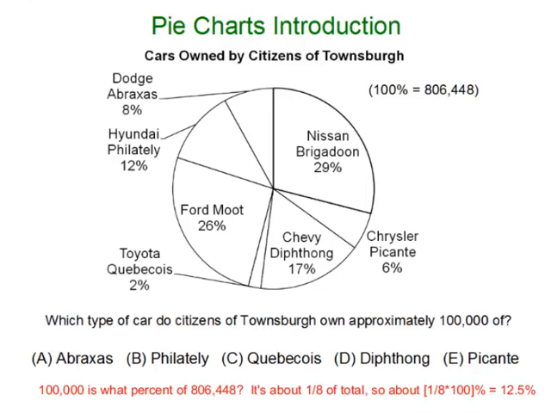All right, so 100,000 is what percent of 806,000? It's about an eighth of the total, which you may just know offhand is 12.5%, or you can plug that into the percent formula. And that's actually a little bit on the high side because the total's actually a little bit bigger than 800,000. And so what's the closest category? Hyundai Philately. There you go. And it's the only one in the ballpark.